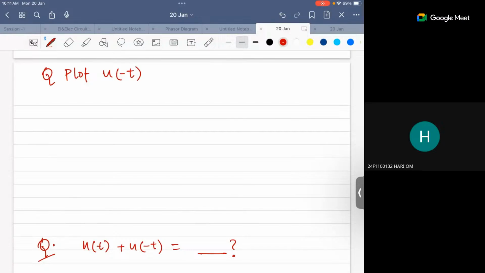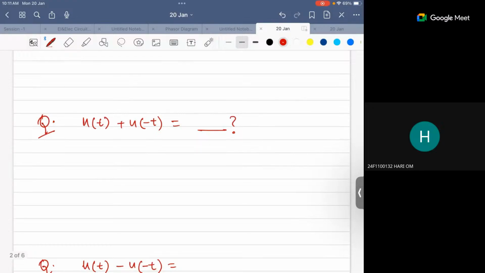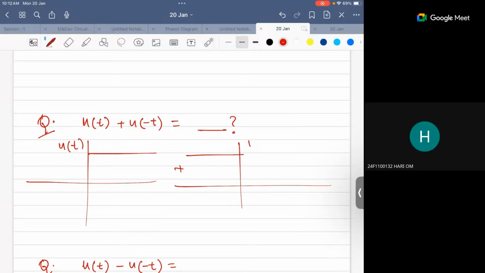And what about u(t)? So u(t) you already know. You represent it in this way. And how do you represent u(-t)? This is u(-t). If you are doing the summation, what will you get? The straight line passing through A, 1, a constant function. So you'll be getting a constant function. This is pretty simple.